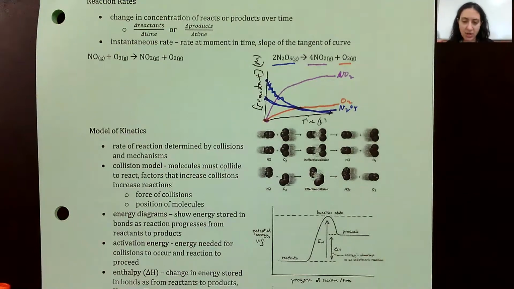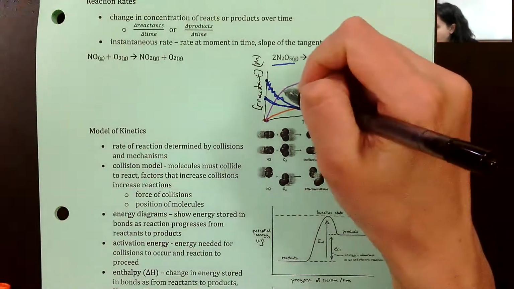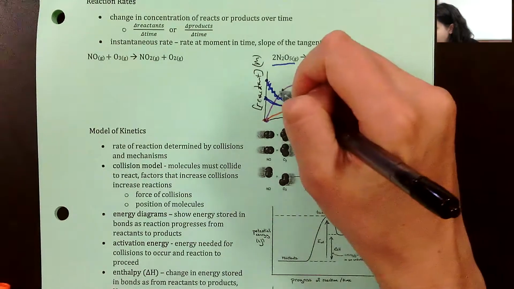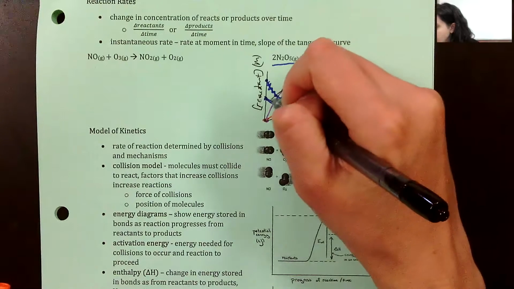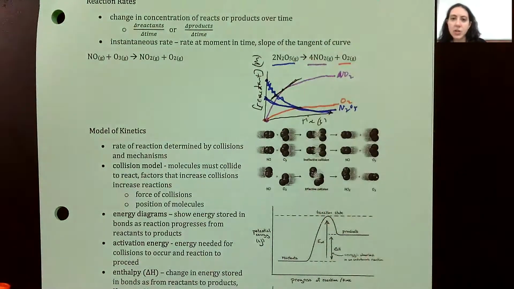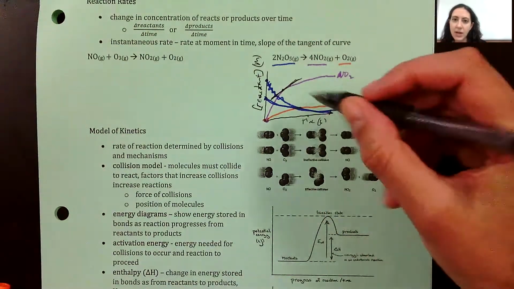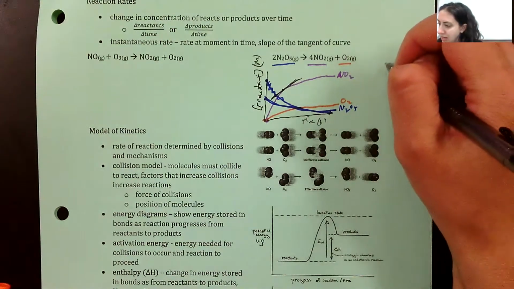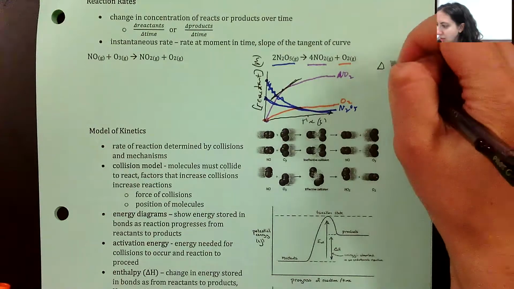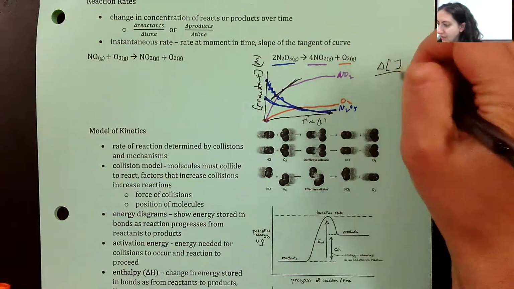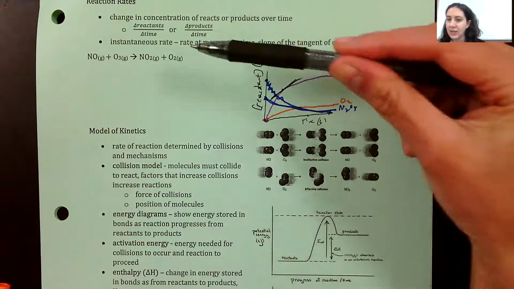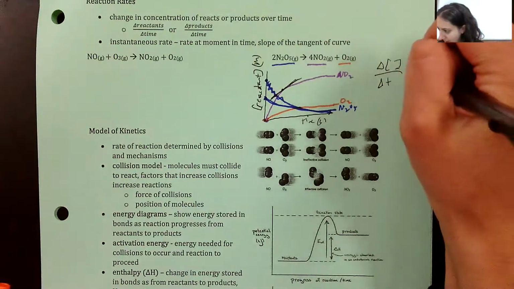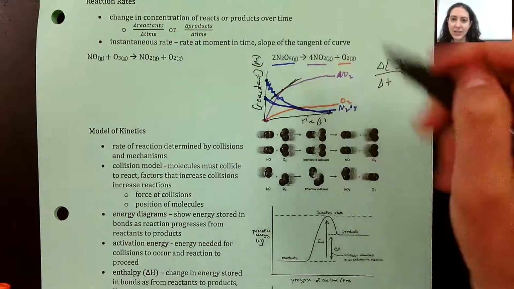All right. So the instantaneous rate is the rate that the reaction is happening at a specific moment in time. If we wanted to measure the rate of this reaction at a very specific time, we could pick a point, maybe here, and then all we've got to do is get the slope of the tangent. As you know, that's rise over run. So the slope of a line is going to be the change in the concentration of reactants divided by the change in time. And that's the slope, according to this graph.